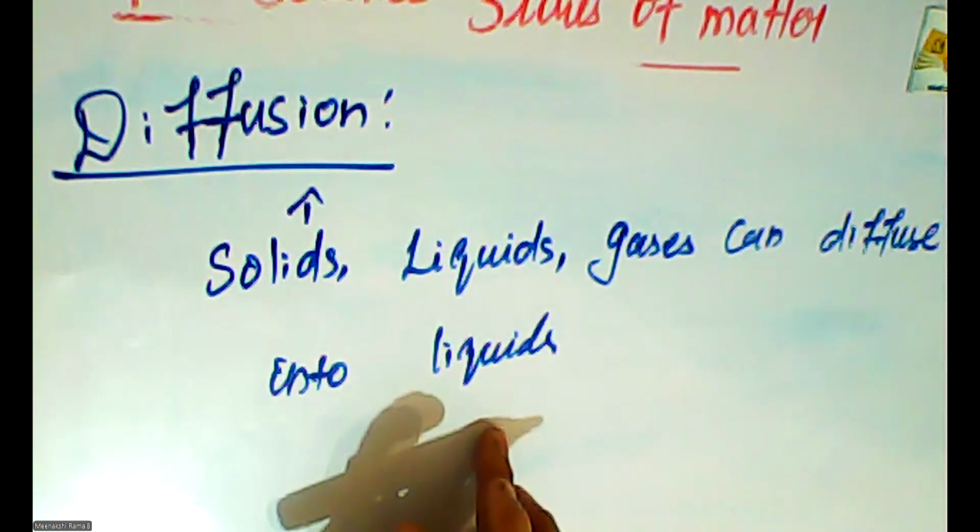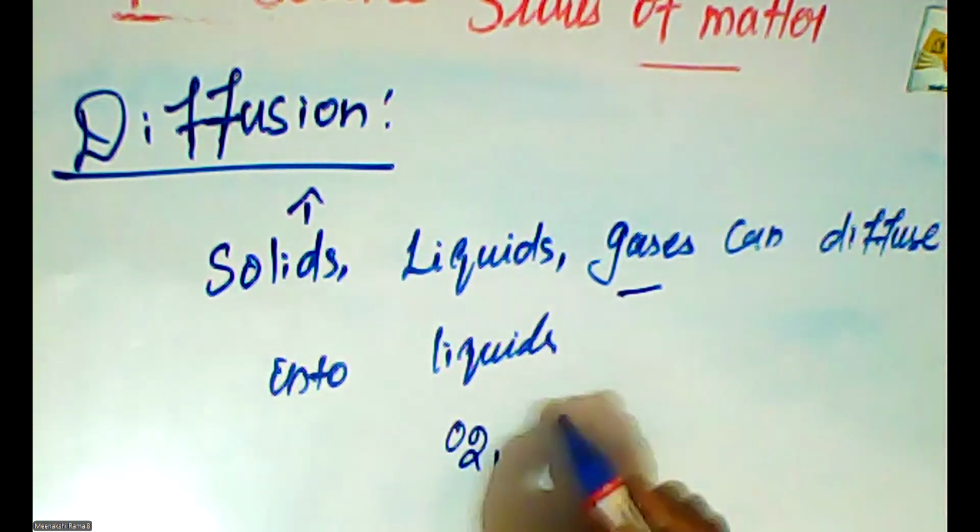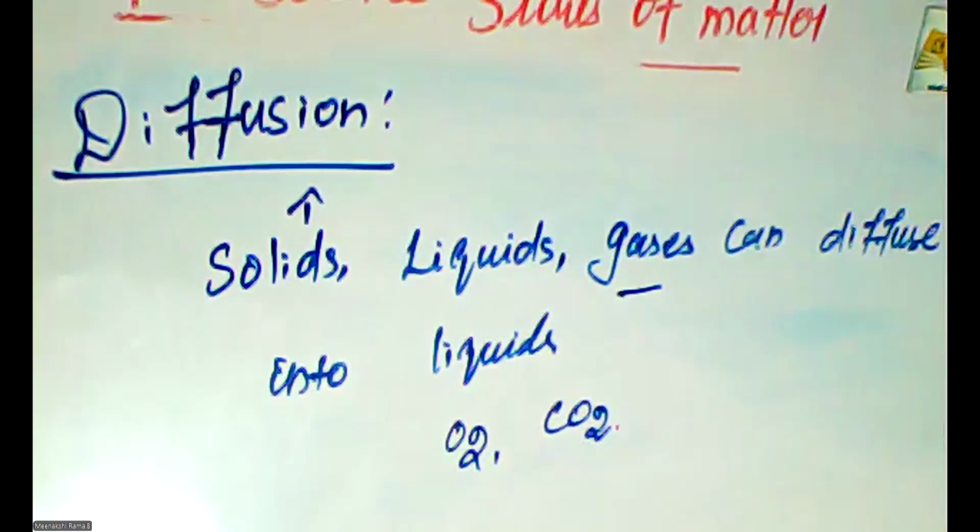Liquid and liquid easily merge. For example, I want to mix cold water and hot water. Liquid to liquid is easily diffused, and then gases. How are gas particles diffused? It means carbon dioxide and other gases. The gases from the atmosphere diffuse and dissolve in water. The gases are oxygen and carbon dioxide.